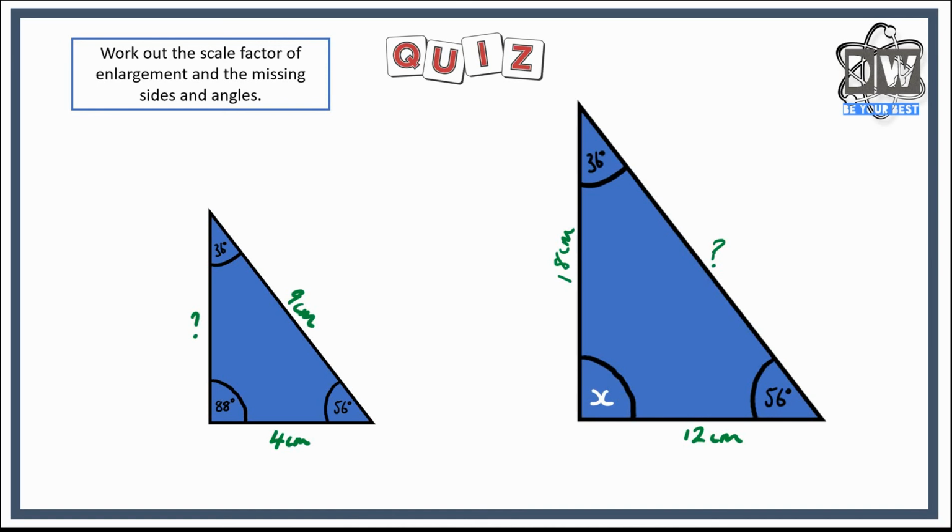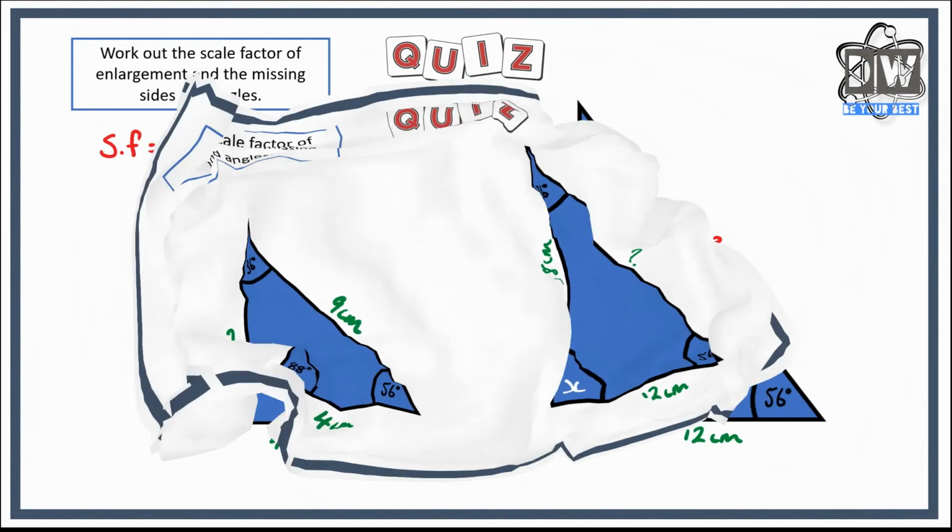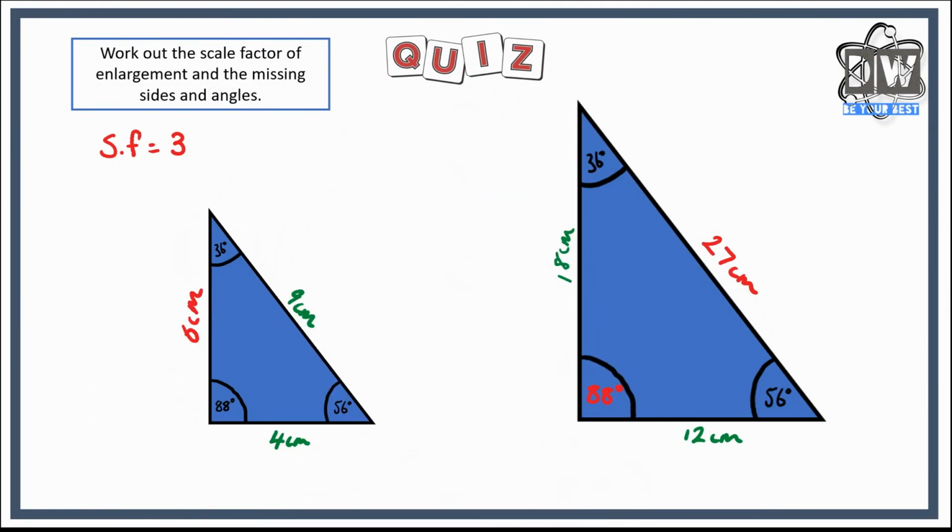Okay, so here we go. Let's do it now. See if you've got the right answers. So we can see here that this is the same as this. So hopefully that didn't trick you up. How do we get from 12 to 4? We divided 12 by 3 to get 4. So if I divide 18 by 3, I get 6. So timesing 9 by 3 gives us 27, and that's the reason why.